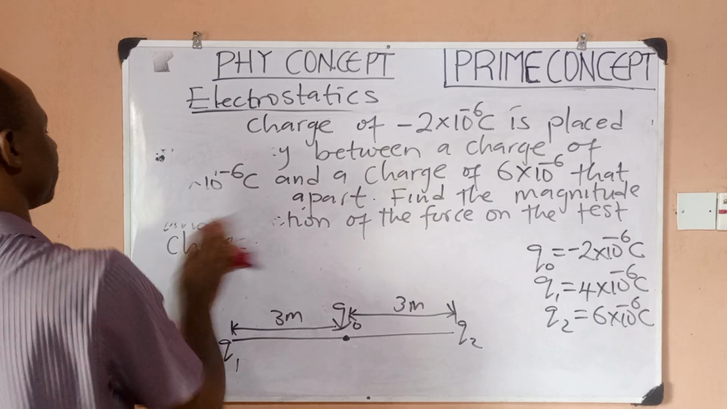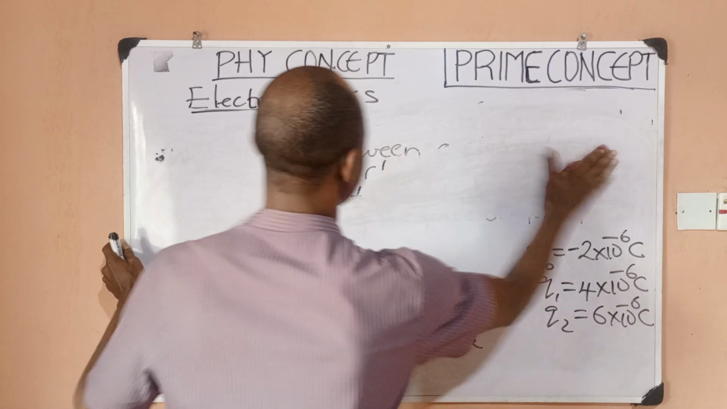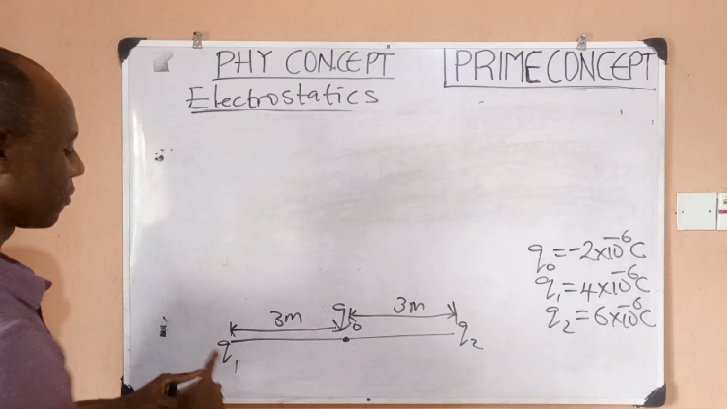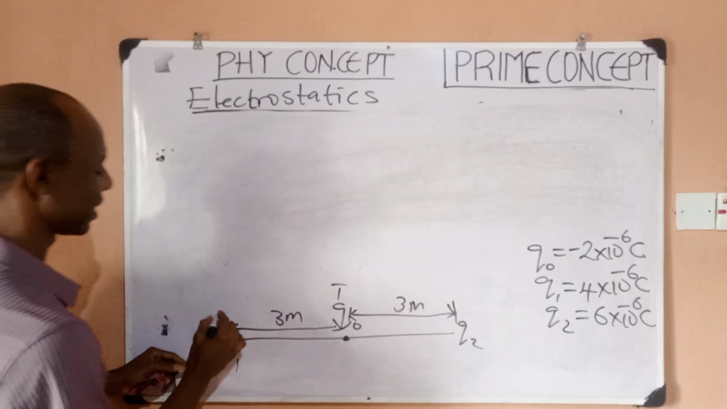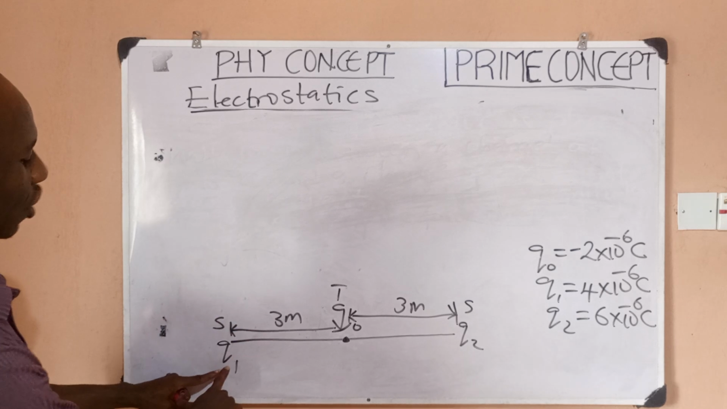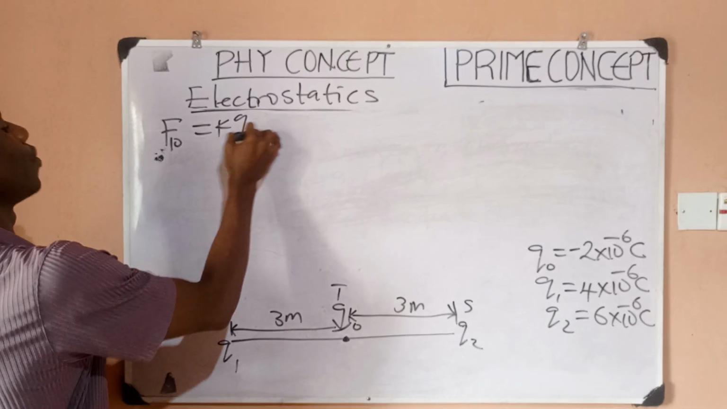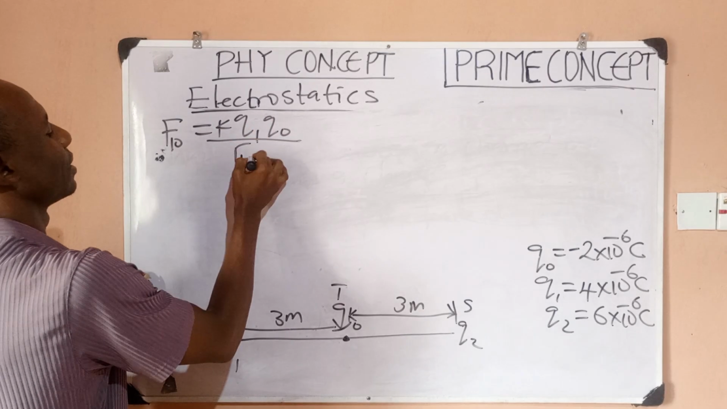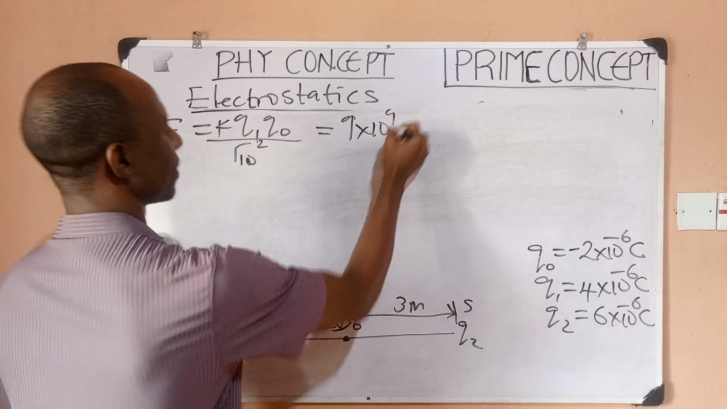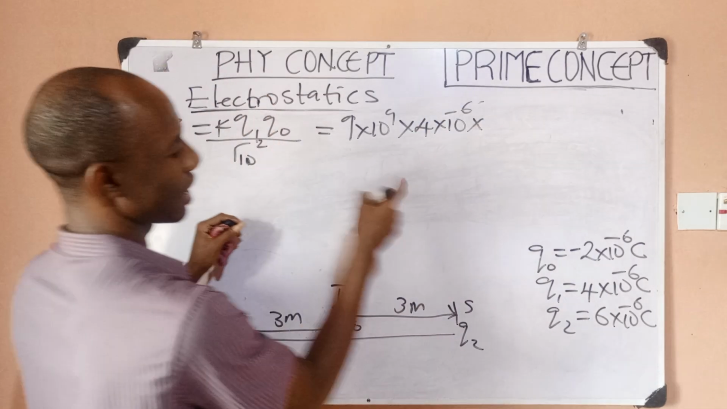So let me rub this quickly. Now, the first thing we want to do is to solve for the force. Remember, this is our test charge. This is our source. This is our source. So the first thing we want to do is to solve for the force between Q1 and Q naught. So I'm going to call it F10, which is K Q1 Q naught divided by R10 squared, right? Now what do I have? K has a value of 9 times 10 to the power 9. Q1 has a value of 4 times 10 to the power minus 6. Q naught has a value of 2.